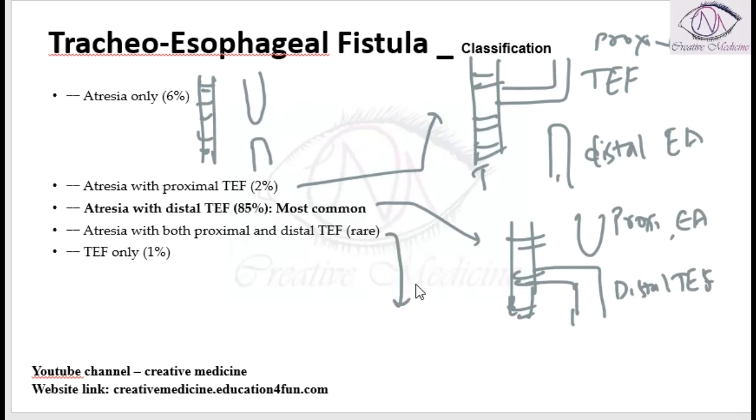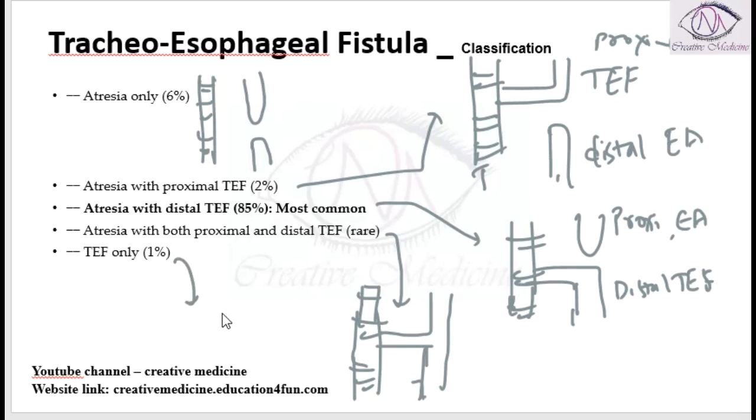Then here there is atresia with both proximal. So this is the normal trachea. Here there is both a proximal tracheoesophageal fistula present and even a distal tracheoesophageal fistula present. So this is actually an H shape of tracheoesophageal fistula seen. So this is type 4.